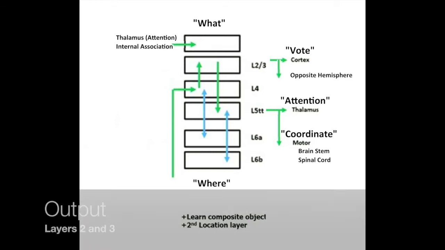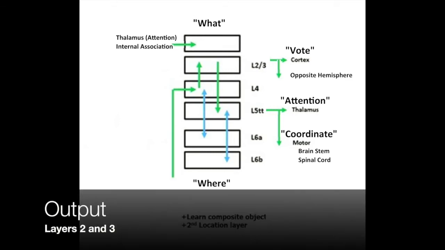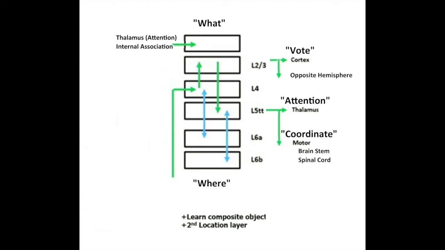Okay, as for output, layers 2 and 3 offer a prediction. They cast a vote or ship a product. I tend to think of it as they're shipping a product to market to see if it's going to survive. And they send it both locally and to the opposite hemisphere. It's important because we have to coordinate between the hemispheres. And as you know, sensory motor is split between the two hemispheres. So we have to share this information so that both sides get it.